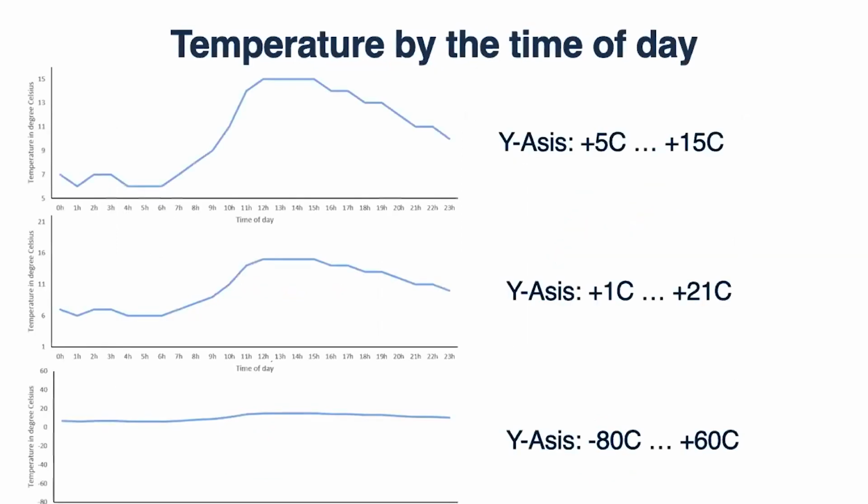Here is the temperature of the day by hour, and 3 different ways how you can measure. The first one is +5 to +15 Celsius, which is typical summer, I would say, in Latvia. The second one is more like +1 to +20, 21, which is a typical warmer summer. And the last one is Earth's lowest and highest temperatures, I suppose. And the more you squeeze the axis, the less significant the change seems.